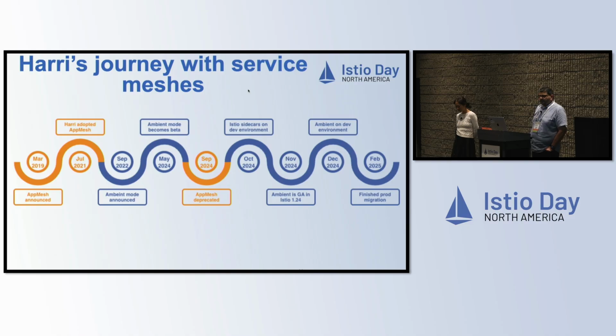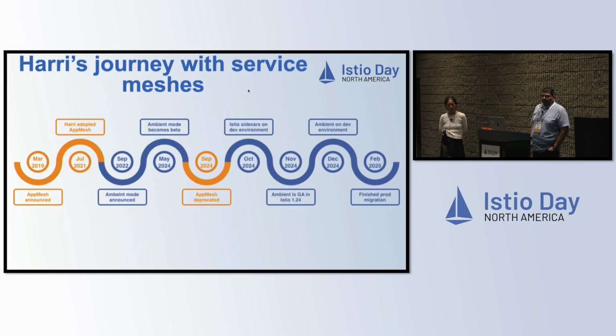After we adopted App Mesh, Istio started to work on and introduce the ambient mode, and that was about in September 2022. Istio continued working on ambient, and it was in beta, and that was released in May 2024. But suddenly, in September 2024, AWS announced the deprecation of App Mesh. And this is actually what brought us to this point.